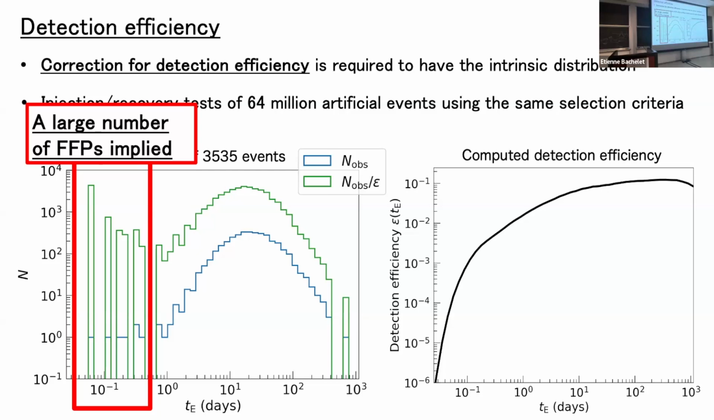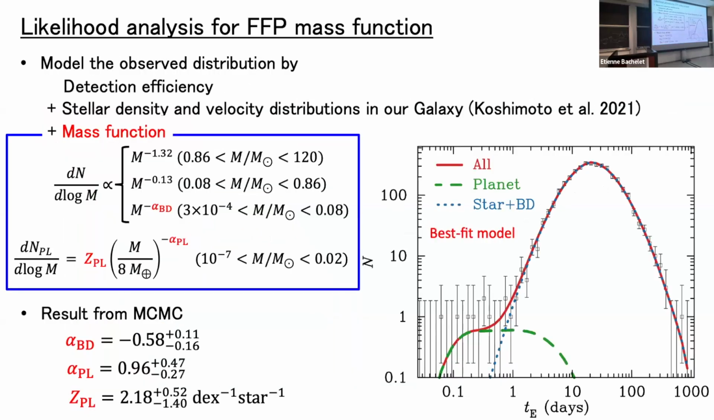So let's estimate how abundant they are. To estimate the FFP mass function, we model the observed distribution by a combination of the detection efficiency, the stellar density and velocity distributions in our galaxy, and the mass function ranging from 10 to the minus 7 solar mass to 120 solar masses. We use a broken power law model for the star and brown dwarf mass region, and separately, a single power law model for the planetary mass region.